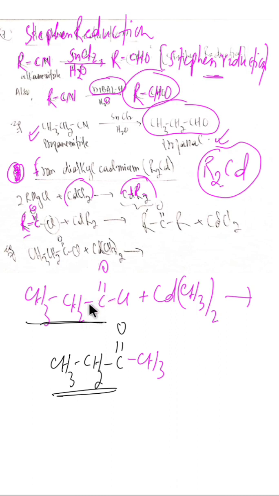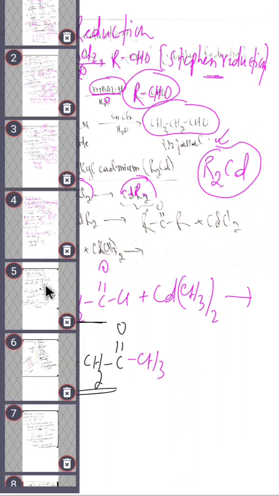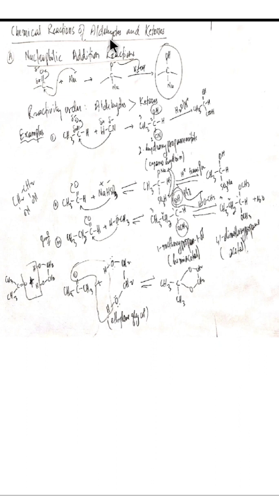Okay, so let us move quickly to the next topic, that will be our chemical reactions of aldehydes and ketones. There are 5 chemical reactions of aldehydes and ketones mentioned in your textbook. The first one is nucleophilic addition reaction. Second one will be oxidation. There will be electrophilic substitution reaction, there will be reduction, and there will be aldol reaction and Cannizzaro reaction, which are reactions involving alpha hydrogen.